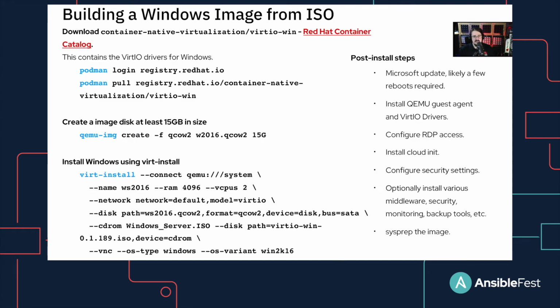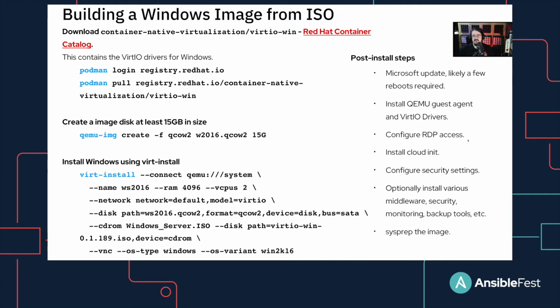For Windows, in a similar way, you'll see that building the OS image is a bit more tricky. You can use Sysprep, as I mentioned, to automate some of this process, but it is a bit more complex. You also need to download the virtio-win drivers, which for some reason come in a container. So you need to download the container, extract them, and install them on your Windows system. There's quite a complex process to get it set up. But what's more important here is the post-install steps for Windows. They can be quite complex.